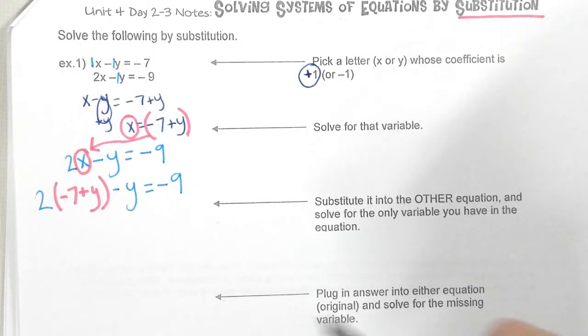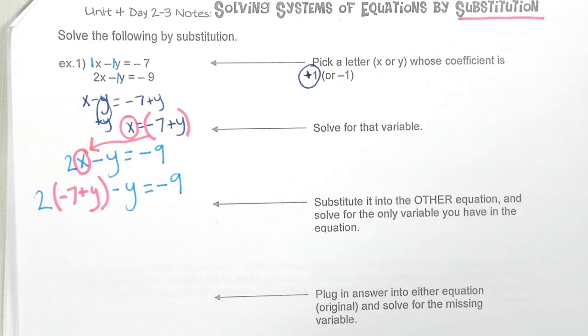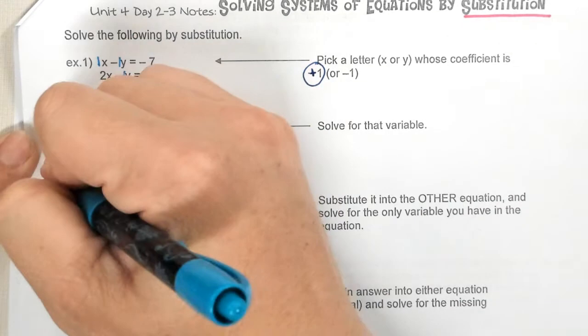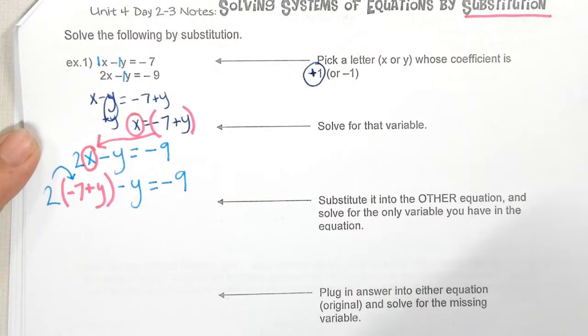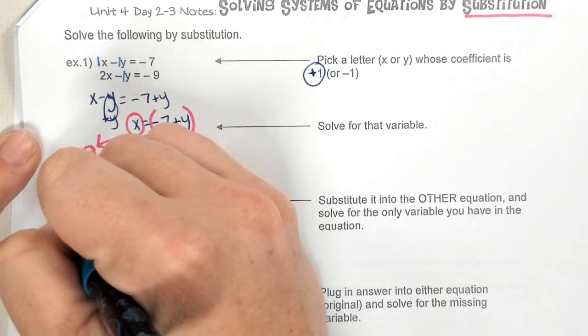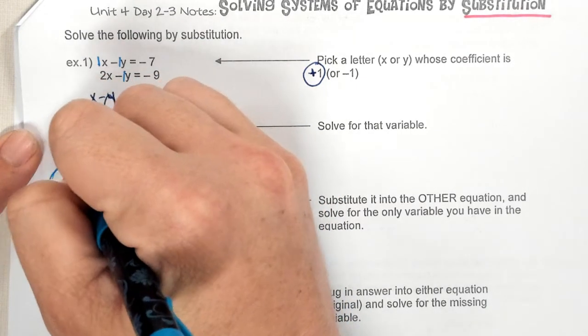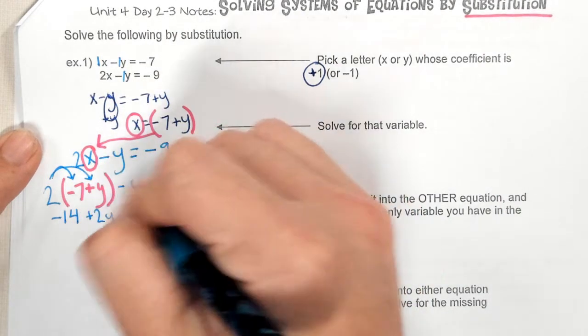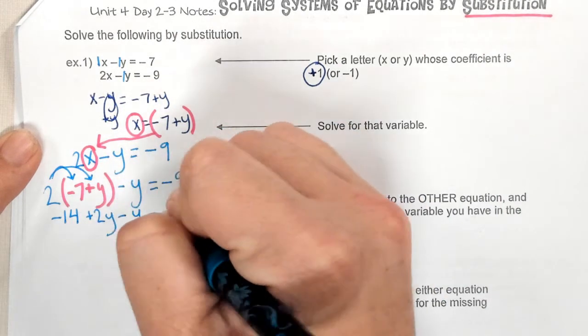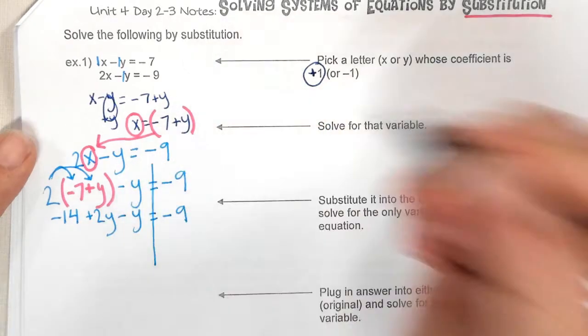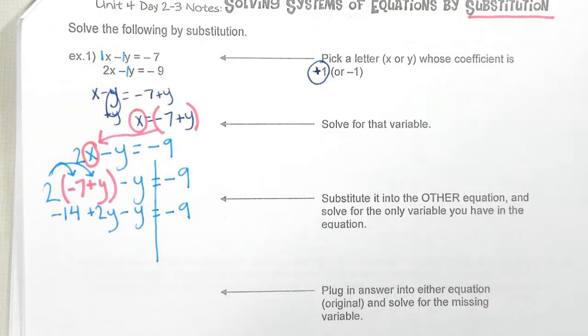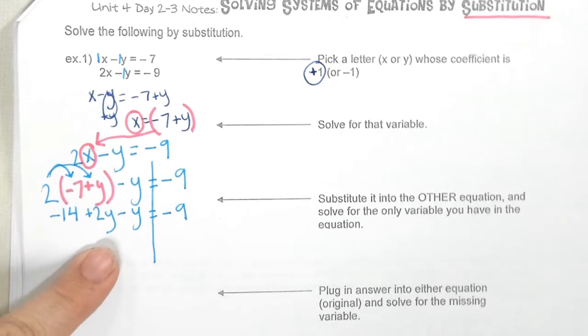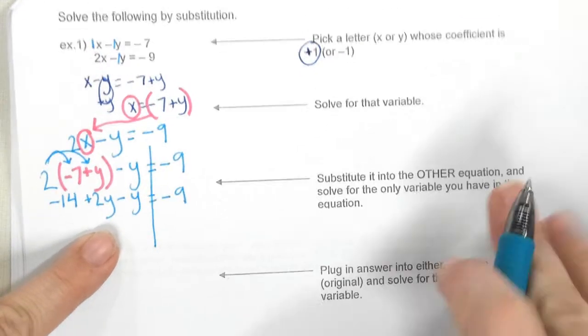Yes. So how do I solve now for y? Distribute. What's 2 times negative 7? Negative 14. And what's 2 times y? So plus 2y, and I'm going to bring everything else down. So minus y equals negative 9. Now what do I do? Combine my like terms on the left. I need to simplify, make sure both sides are fully simplified.